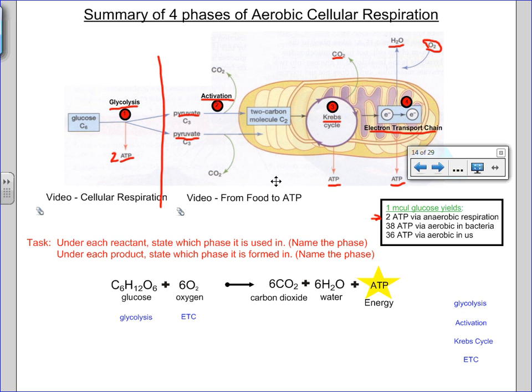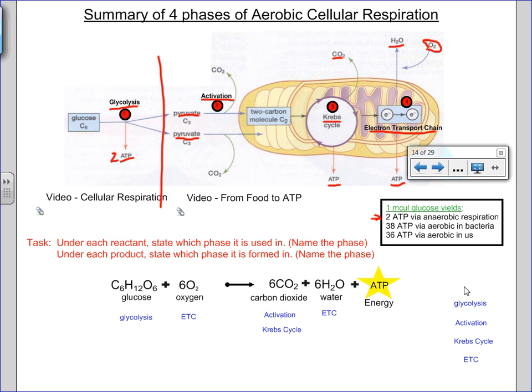All right, now we look at the products. Carbon dioxide is produced during activation, so a small amount there, and also during the Krebs cycle. So most of it there. Remember, the Krebs cycle is also called the citric acid cycle. Water. If you look at the diagram, where the water is coming off is from the electron transport chain. Remember, when oxygen picks up the electrons and the hydrogens, it forms water. So water is formed in the electron transport chain.